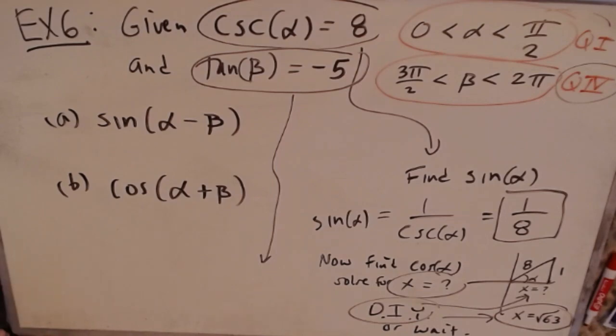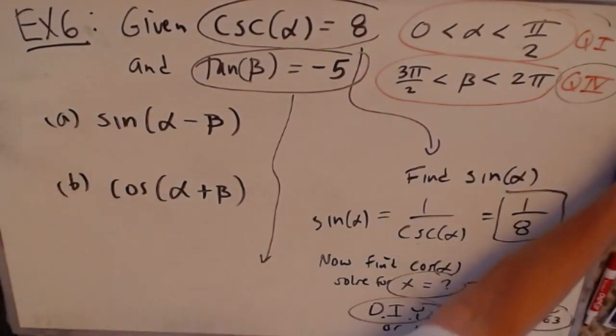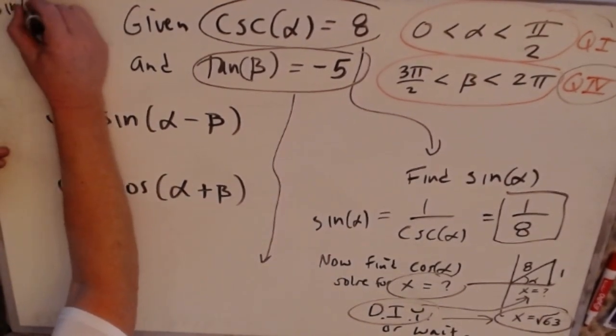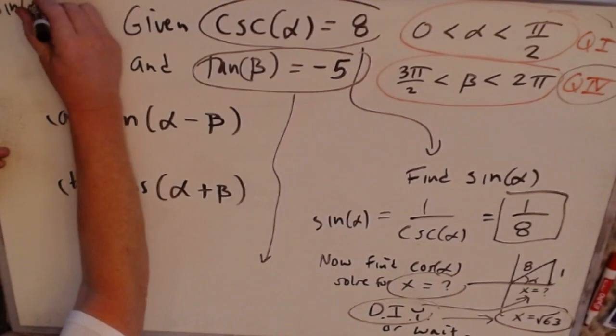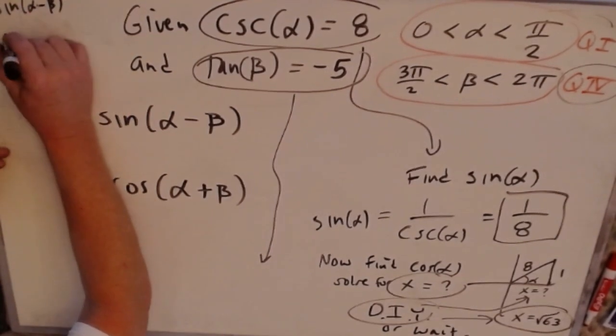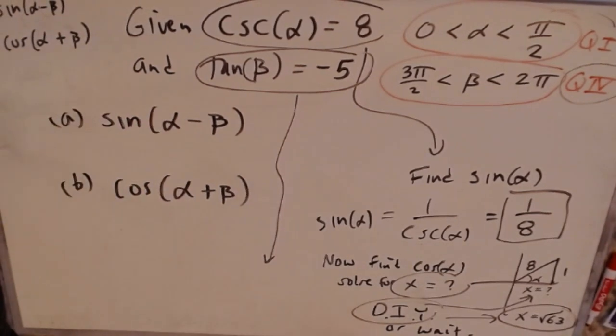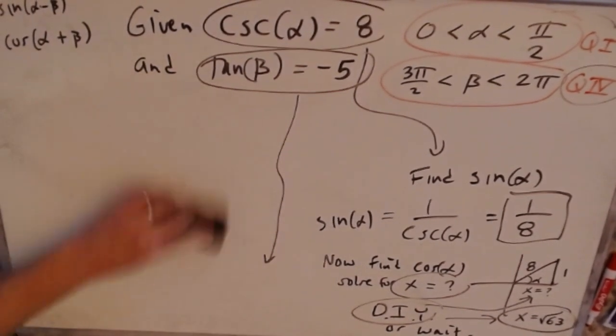Okay. I need to erase these really quickly, but I don't want to forget what they are. So A is sine alpha minus beta. And B is cosine alpha plus beta. That's just my reminders. You don't need those. You probably have them written down already.